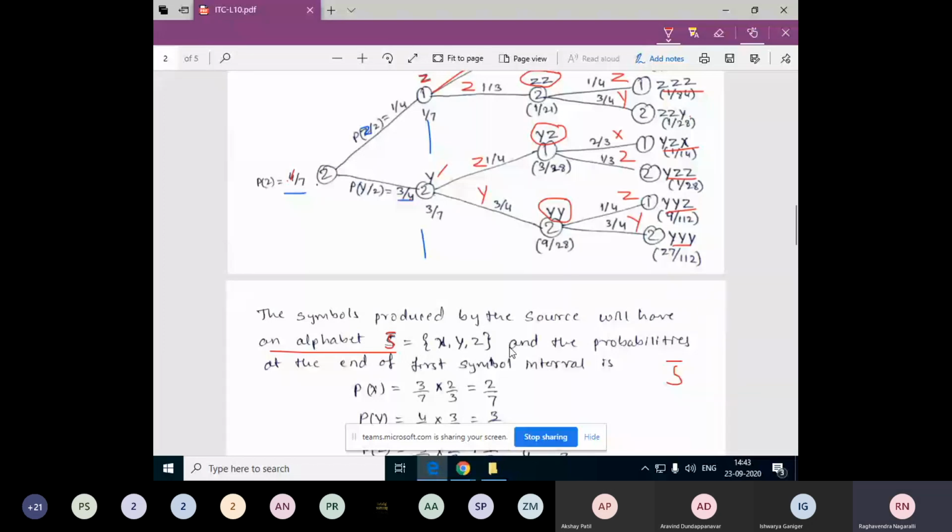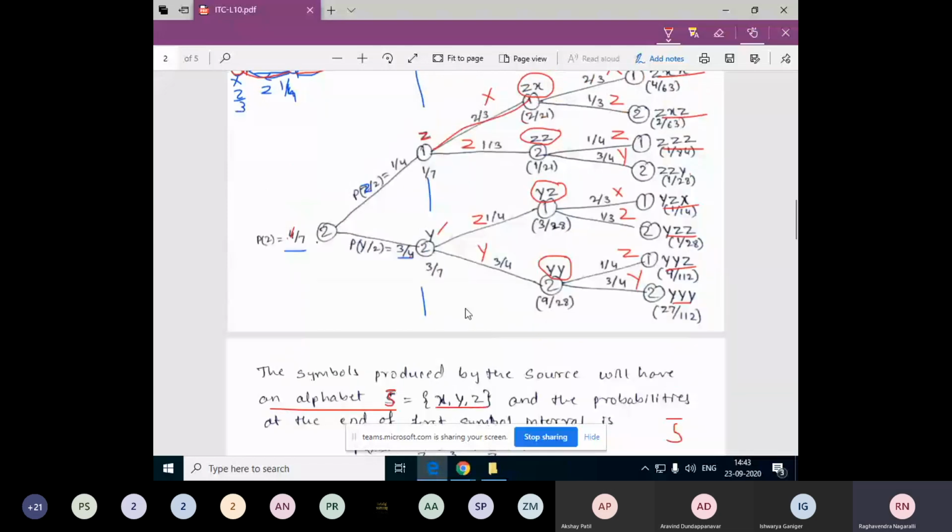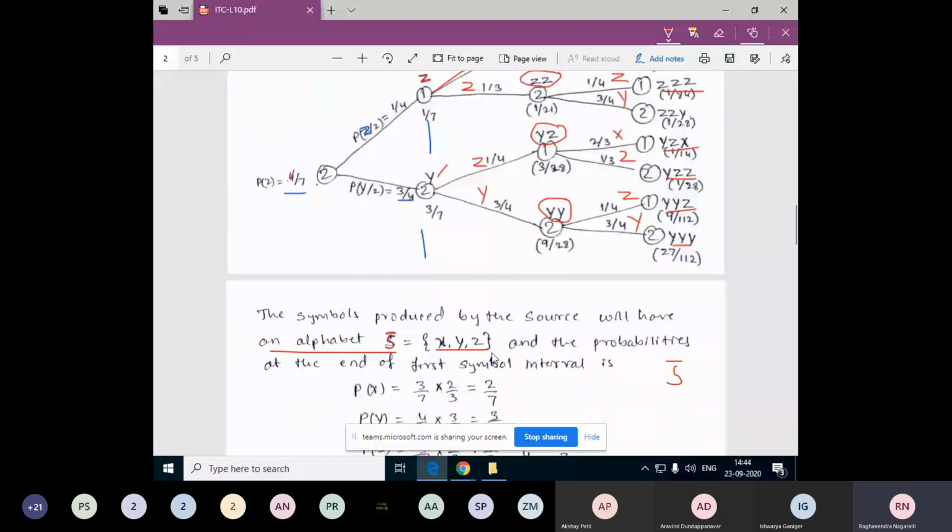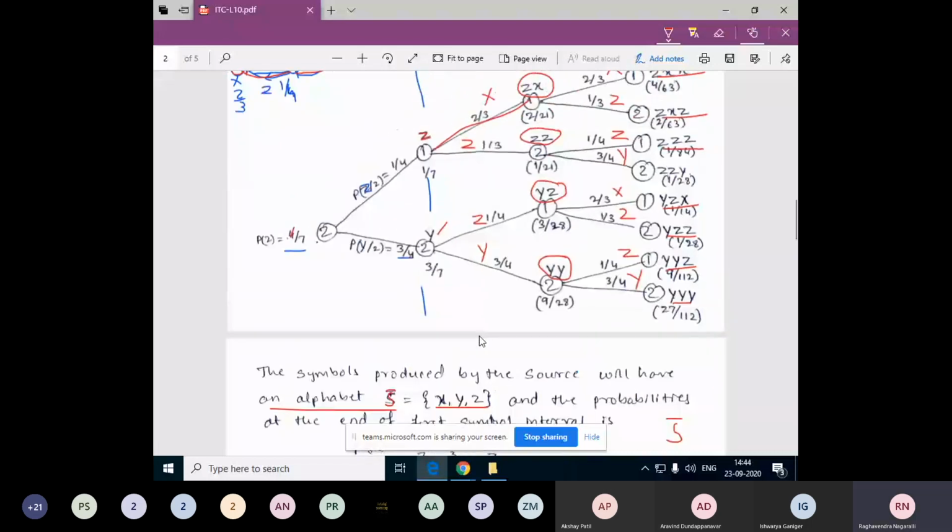So in the previous class, we were discussing this adjoint source. The adjoint source is a zero memory source. Write this down carefully. The adjoint source is a zero memory source that has the source symbols of the first symbol emitted, of the first order, and the probabilities of these symbols will be the first order probabilities.